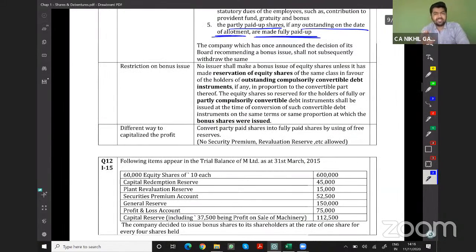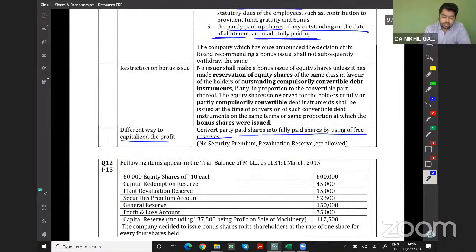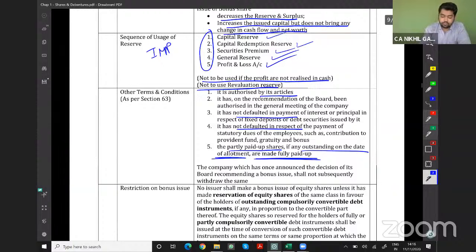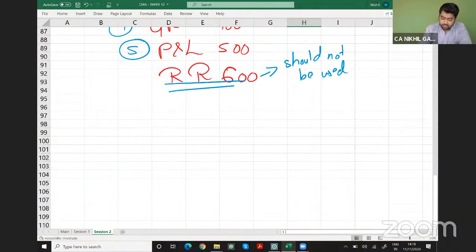Restrictions, all will not be asked by you. See, there are different ways to capitalize the profit. Convert partly paid up shares into fully paid up shares by using free reserve, which is normally not used. Follow this sequence, which is the most important sequence in our case. So what will be the entry? Respective reserve account debit to share capital account. If I'm using capital reserve, my entry will be capital reserve account debit to share capital account.